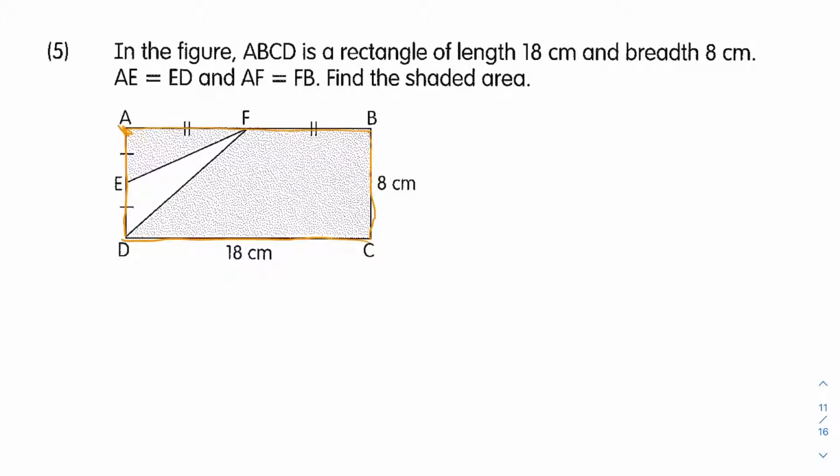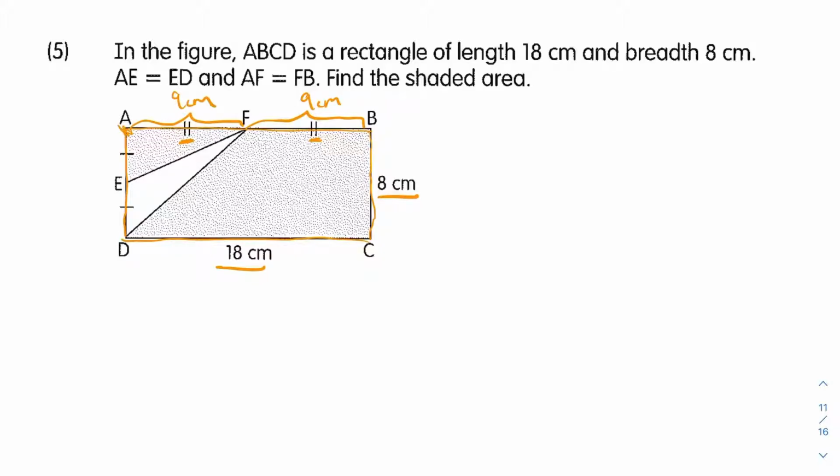It's a rectangle, length 18, okay, and breadth 8. When you see these two dashes here, it means that both are equal. So this would be 9 cm and this would be 9 cm as well. Along the way, as you see these little markings, just fill in the values you know and you don't have to think about them ever again.